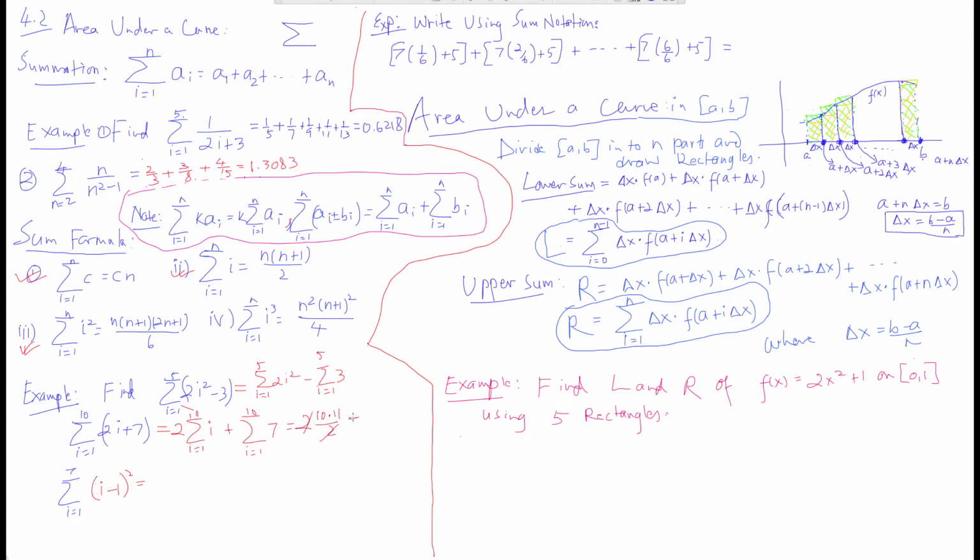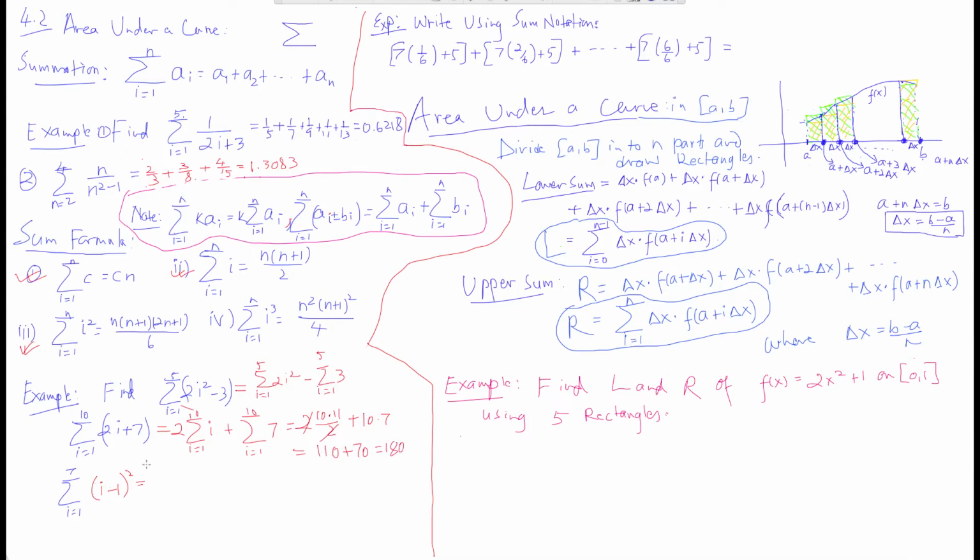And then plus 7. When i is 1, it is 7, and then plus 7 plus 7 plus 7, it is 10 times. So it will be n times c, right? 10 times 7. So what is the final answer then? Your final answer looks like 10 times 11 is 110 plus 70. That will be 180. That's your final answer.